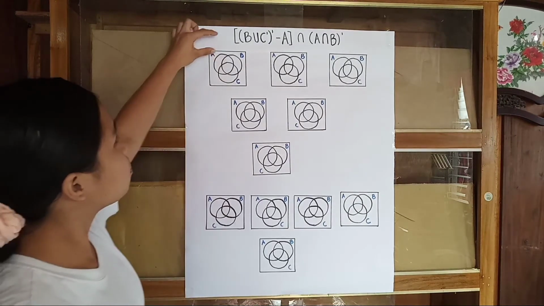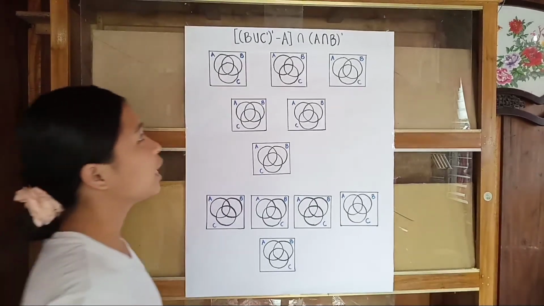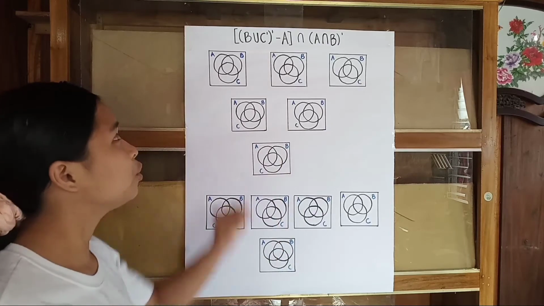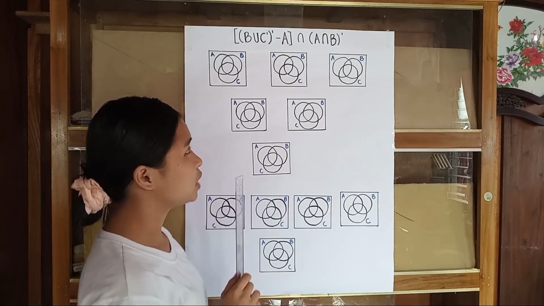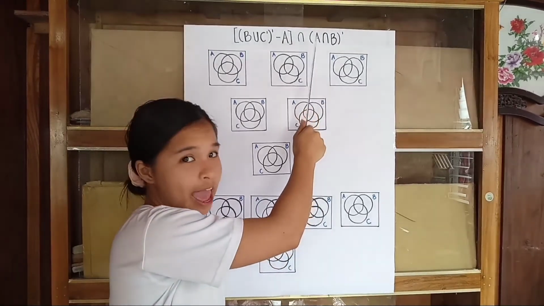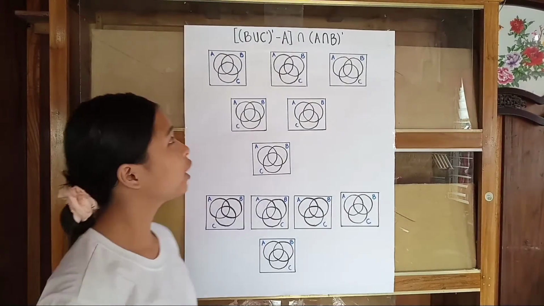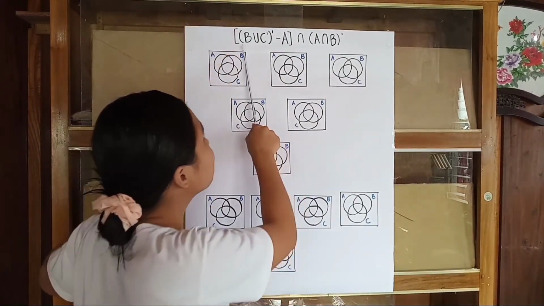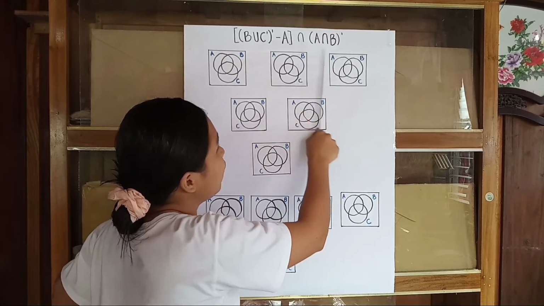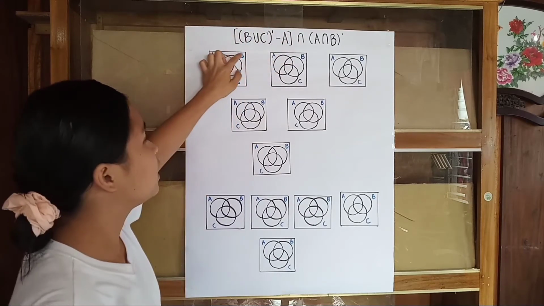In this part, we are going to look into the intersection between the complement of the union of B and C prime minus A, and the complement of the intersection of A and B. As taught in our discussion, we are going to solve this from left to right. This is the left part and this is the right part. So we're going to solve the left part first.